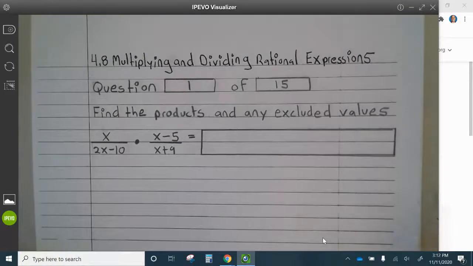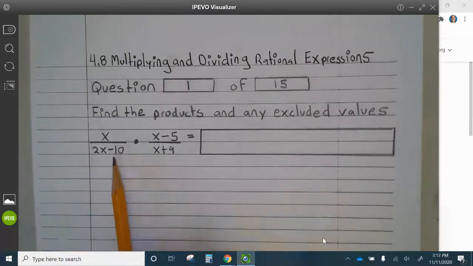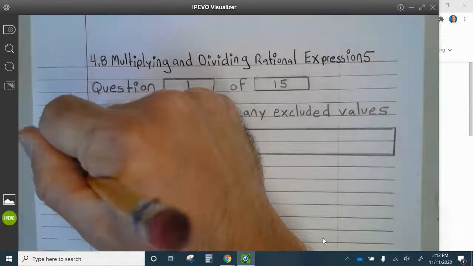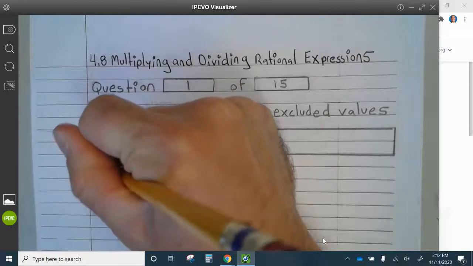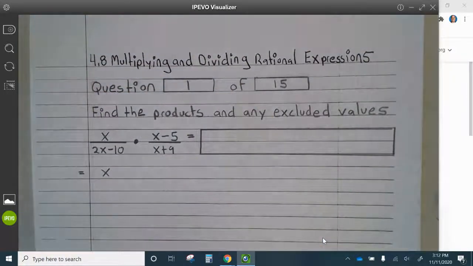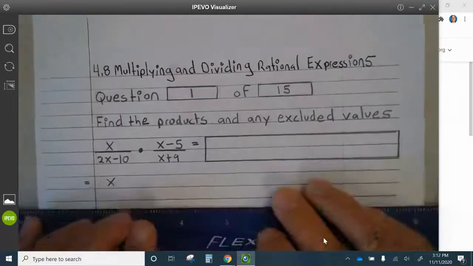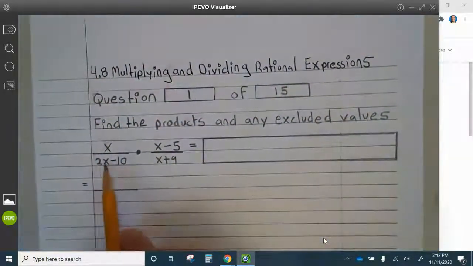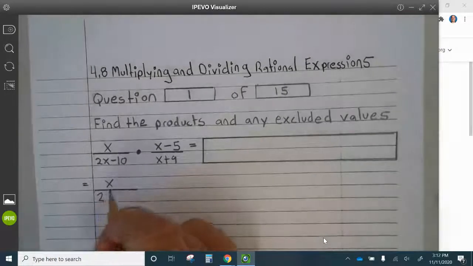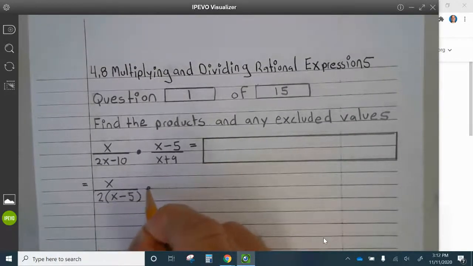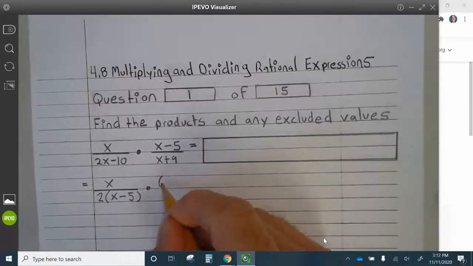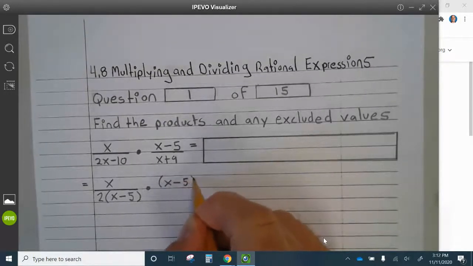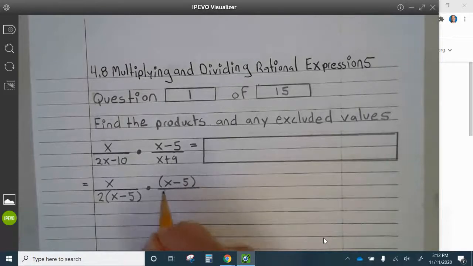Okay, so first off, we need to factor the numerator and denominator. There's nothing to factor here. Now, the denominator, we can factor a 2 from both of these terms, so that leaves 2 times x minus 5, times x minus 5 divided by x plus 9, because there's nothing to factor from those terms.